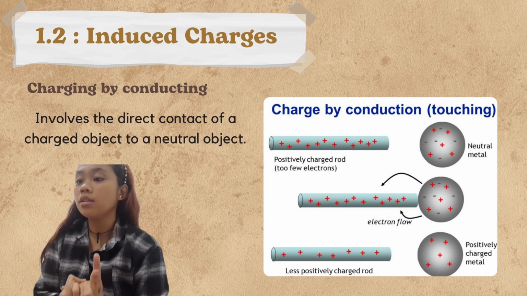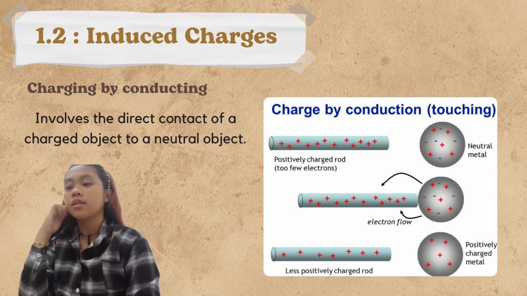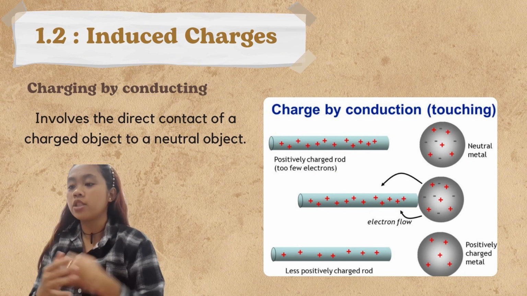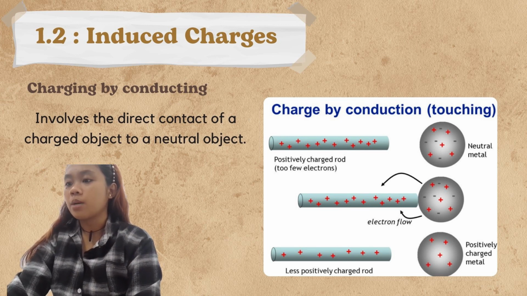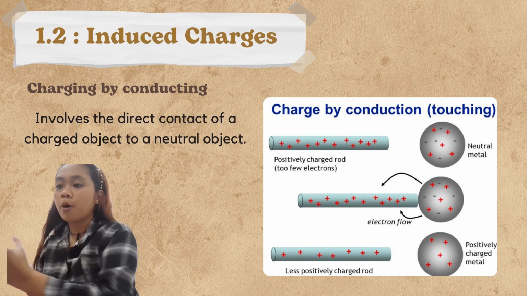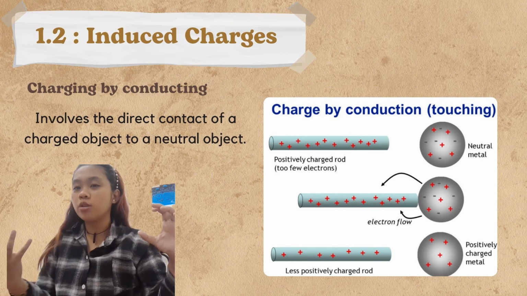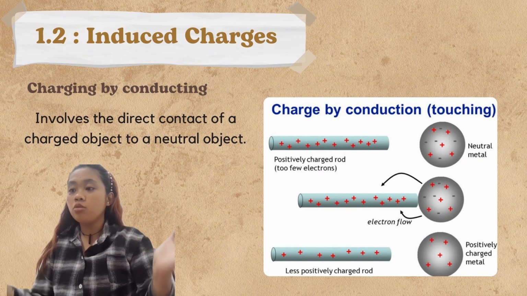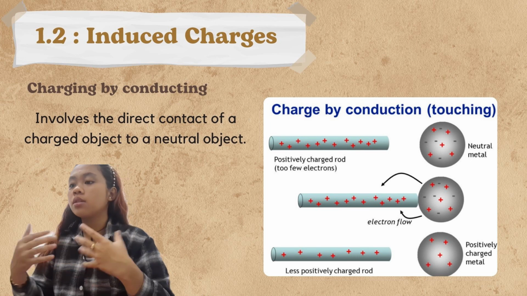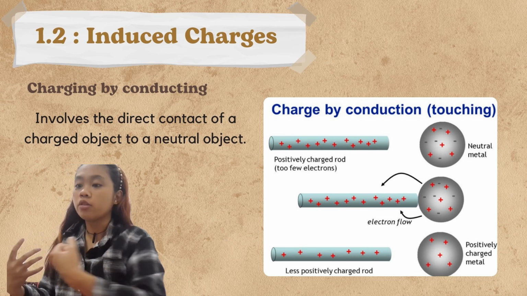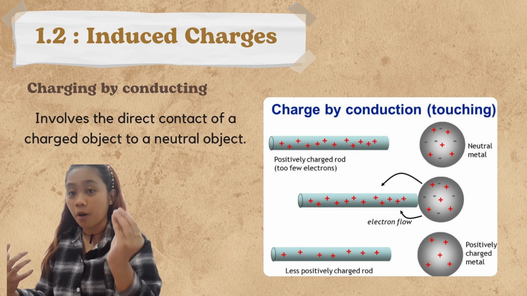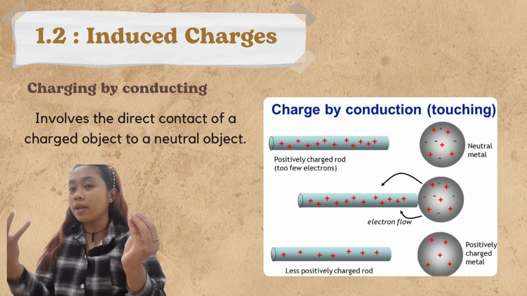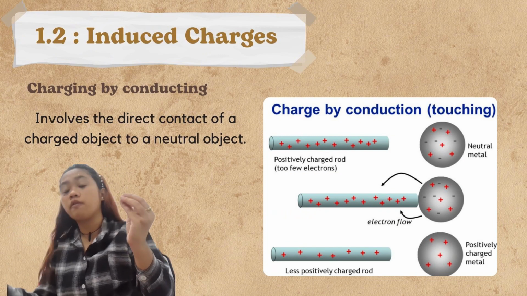For example, one is charging by conduction, which involves direct contact of a charged object with a neutral object. We can see here charging by conduction while touching: we have a positively charged rod and a neutral metal plate, and when you touch them together, electrons flow so that the positively charged rod becomes less positive and the neutral metal becomes positive, because the electrons just flow out.